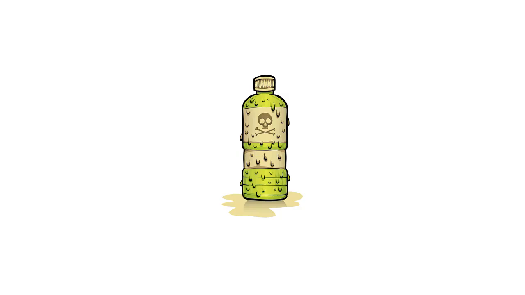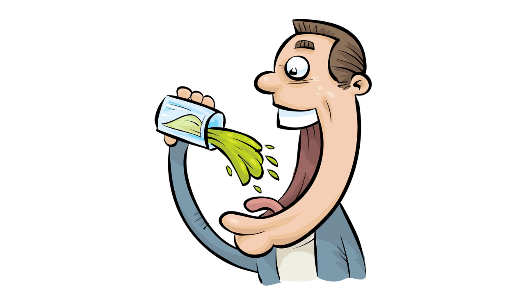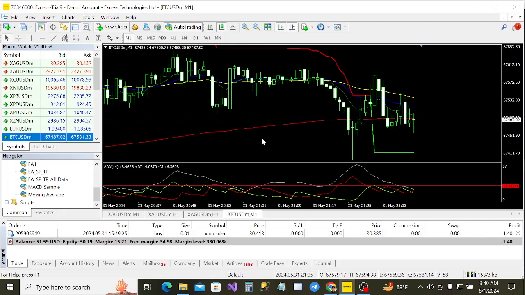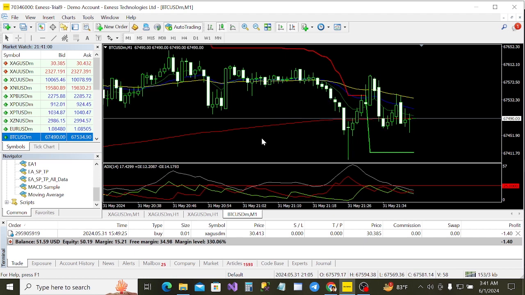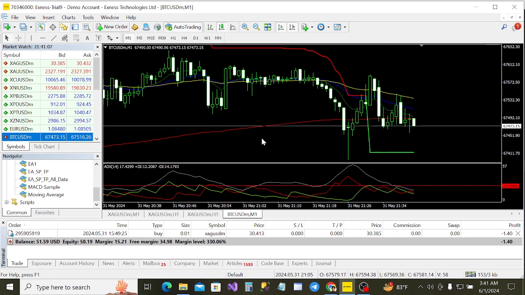4. Leverage and margin. Forex trading often involves the use of leverage, which allows traders to control larger positions with a relatively small amount of capital. Leverage is expressed as a ratio, e.g., 50:1 or 100:1. While leverage can amplify profits, it also increases the potential for significant losses.